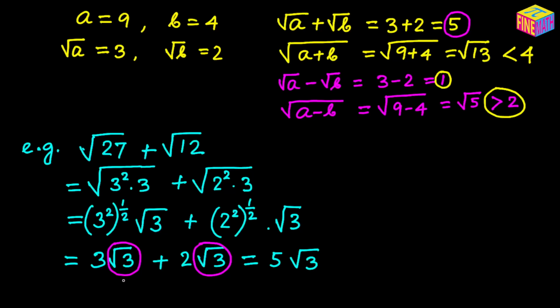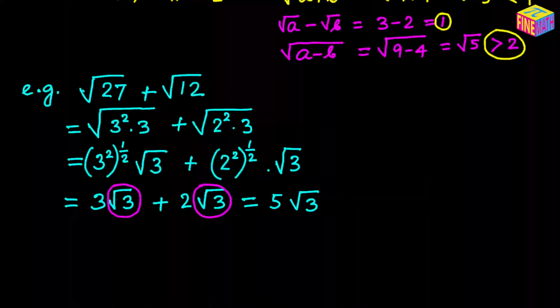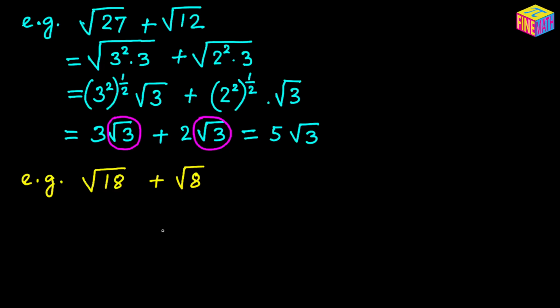So you can say 3 counts of square root of 3 and 2 counts of square root of 3, that would be a total of 5 counts of square root of 3, right? So that is how we do the addition. We can take another example. So suppose we have square root of 18 plus square root of 8. So let's try to simplify this.